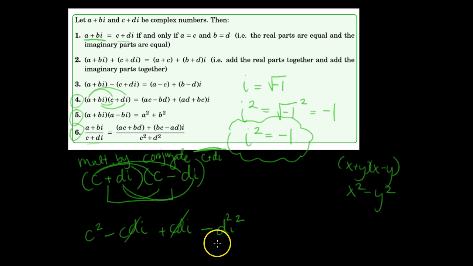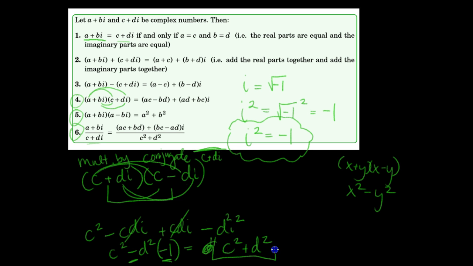But the reason why we get a plus is now we have c squared minus d squared times i squared, and i squared is -1. So that's equivalent to c squared plus d squared, because of this negative here and this minus here.